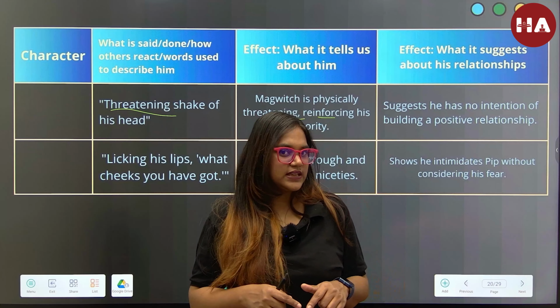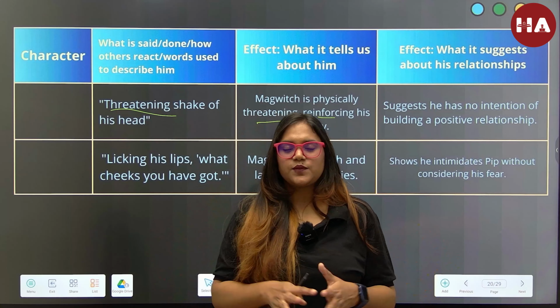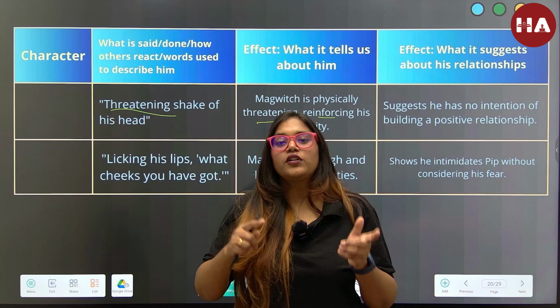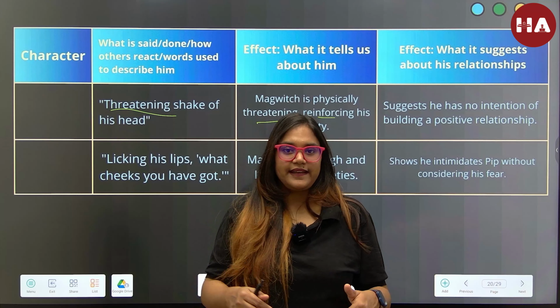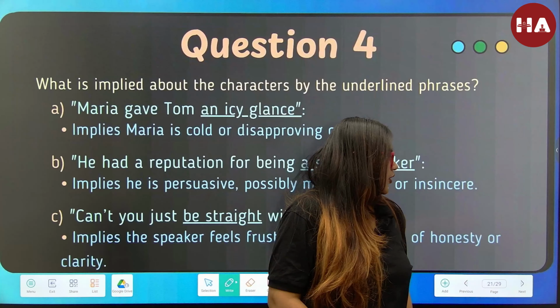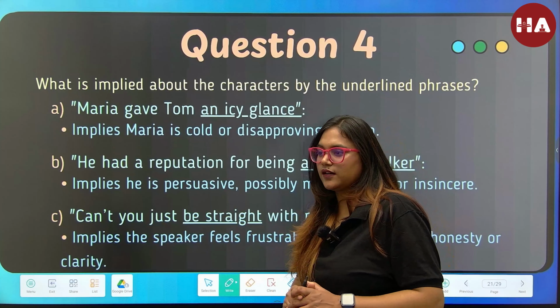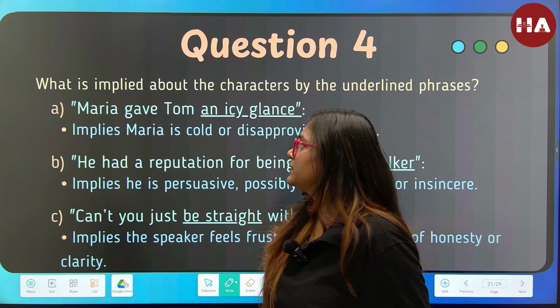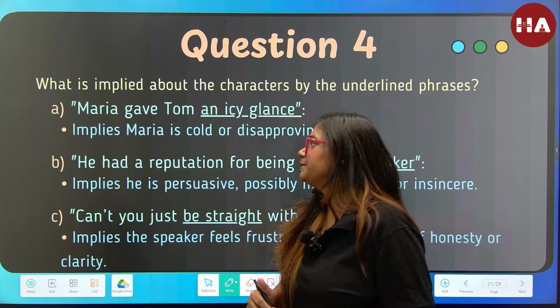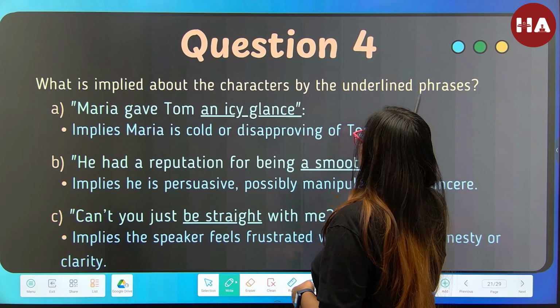Even then, he is using all the things which he can use in order to make Pip feel scared and horrified. Alright, let's see the next one. So now let's do a normal question: what is implied about the characters by the underlined phrases.